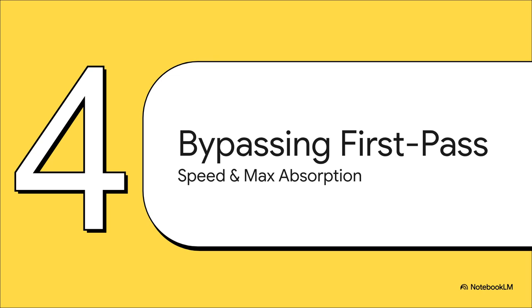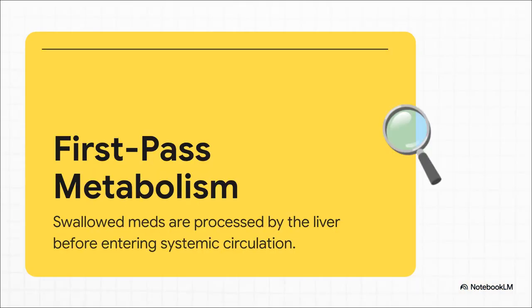This is for when speed and maximum absorption are absolutely critical. To understand why some routes are chosen over others, we really have to grasp this concept. When a patient swallows a pill orally, it goes right into the gastrointestinal tract and faces something called first-pass metabolism. Honestly, think of the liver as a super strict bouncer standing at the door of the systemic bloodstream. It heavily processes, filters, and digests the medication before it ever gets to the rest of the body.